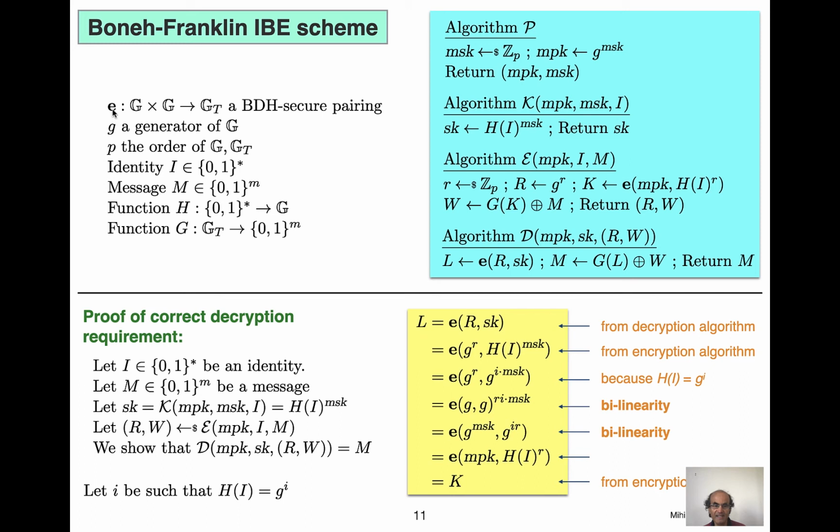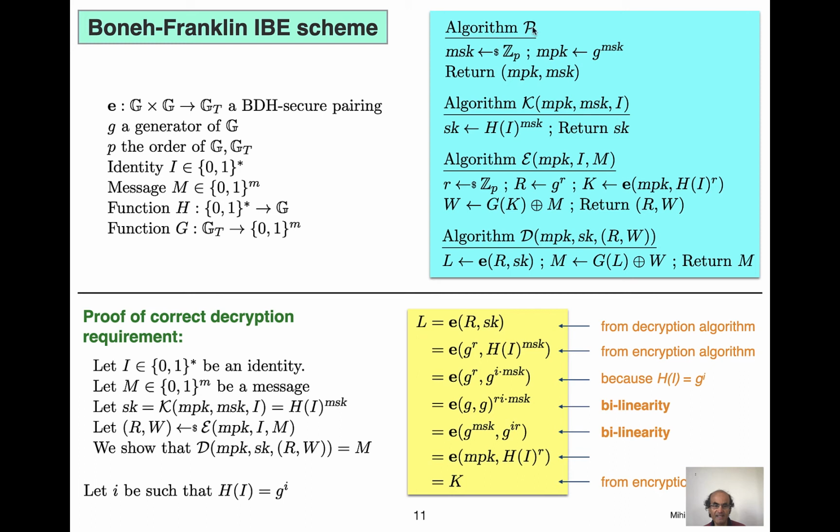So we have our bilinear map or pairing from G cross G to GT. We fix a generator of the first group. We recall that the prime p is the order of both groups. And we recall that I will denote the identity of the recipient, m is the message. We will have a hash function whose range is the first group. And we'll also have another function whose domain is the target group and range is the length of the message we want to encrypt. Okay, so IBE requires these four algorithms.